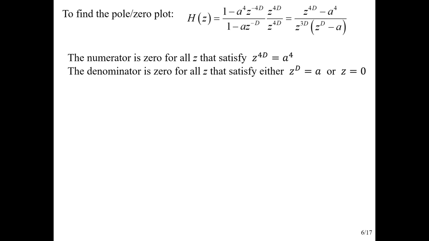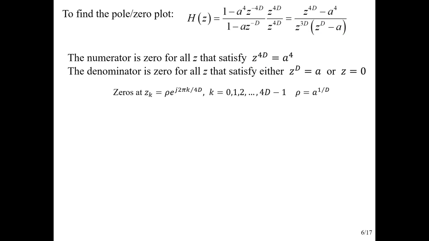So if we look at the numerator, there's just this z to the 4d minus a to the 4th. If we set that equal to 0, that is equivalent to that equation there. So any z that satisfies that. And so we can see that that's going to be like the 4th roots. We're going to have to take the 4dth root of that thing. And then the denominator, there will be roots of this, and that's captured here, but there are also 3d roots due to that term. So that's the z equal to 0 term.